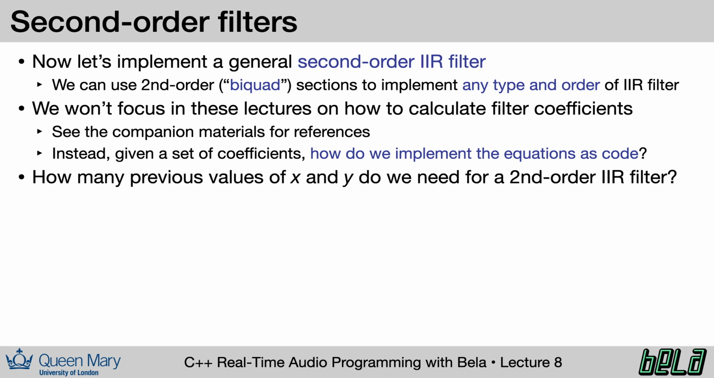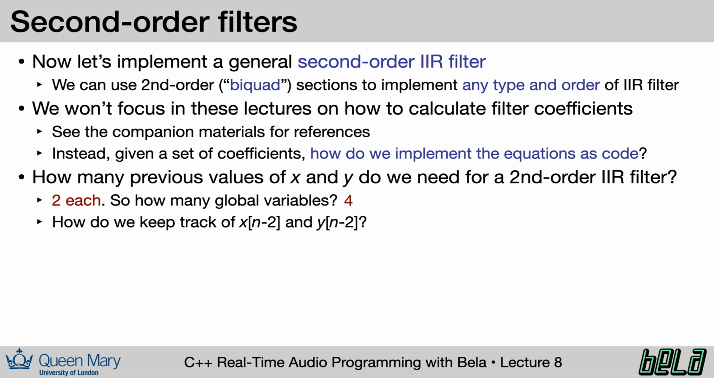Now, regardless of the coefficients, we need to know how many previous values of x and y we need for a second-order IIR filter. The answer is that we need two each. We need x[n-2], x[n-1], y[n-2], and y[n-1]. So how many global variables are we going to need for all that? Well, of course, that would be 4.